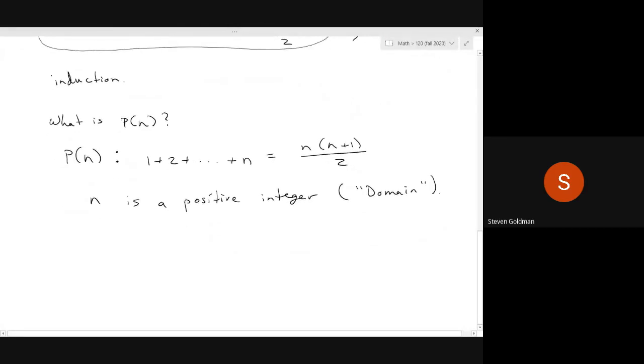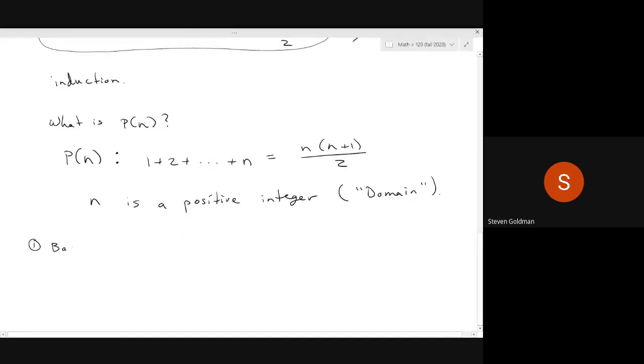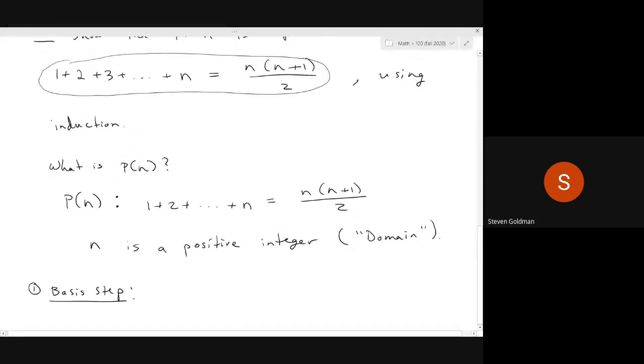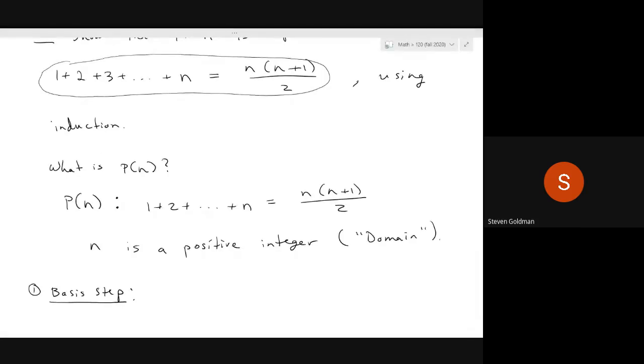Now once we understand what P of n is, and we know what our domain is, let's move on to the induction part. We're going to start with step 1, the basis step. We're going to prove that this formula works for all positive integers n using induction. In our basis step, we have to prove that P of n is true for the smallest possible value of n. In this problem, what's the smallest value that n is allowed to be?